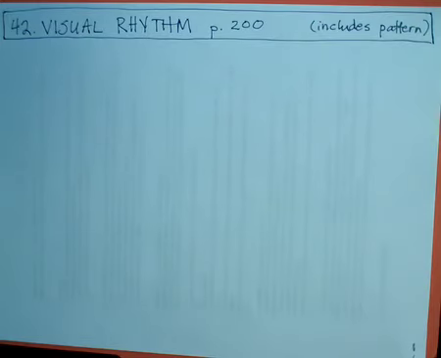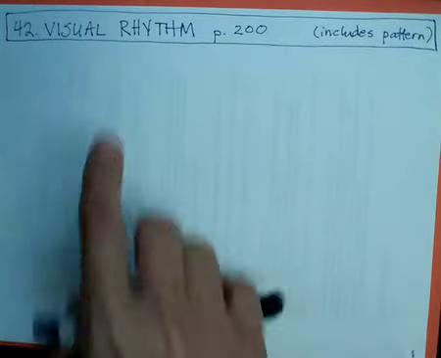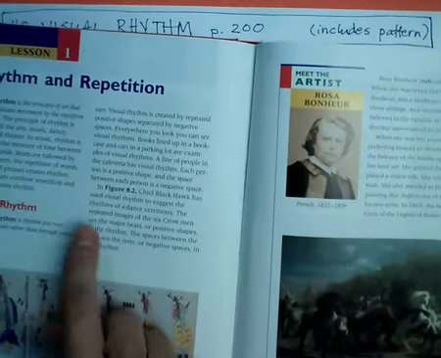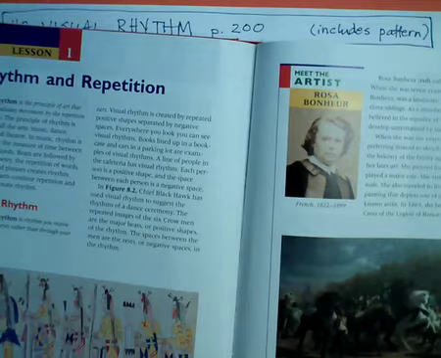So we've just been talking about rhythm that you hear. Visual rhythm is rhythm that you see. So we're going to write down the definition, which is on page 200.